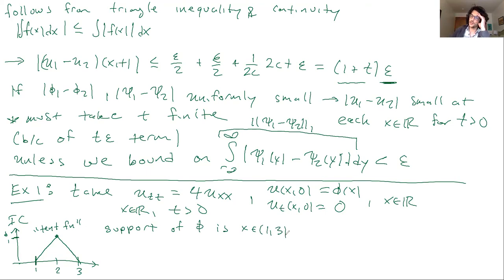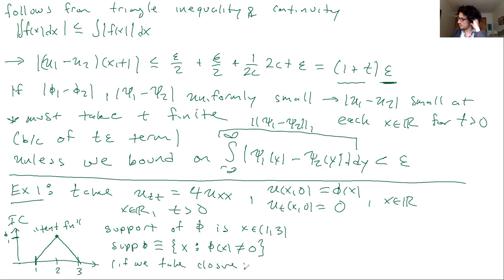If you prefer, as we discussed before, you can make that a closed interval depending on your conventions. So here the support is just x such that phi of x is not equal to 0. Okay. And so oftentimes we may take the closure. Then we have x is in the closed interval of 1 to 3.